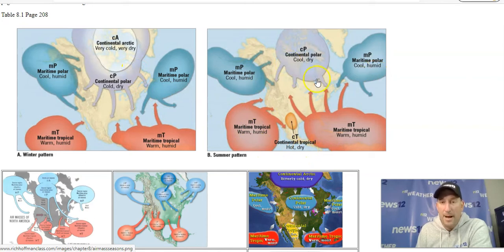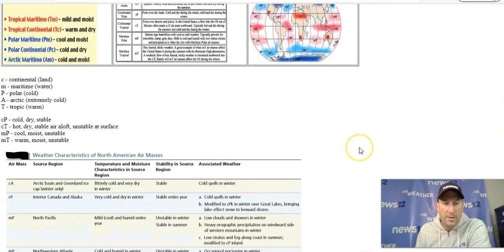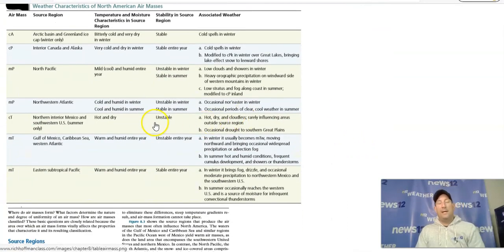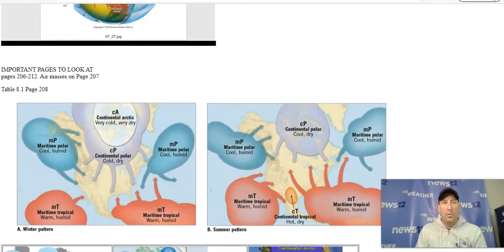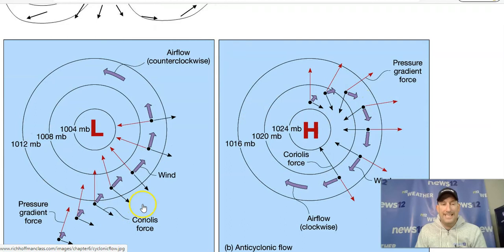And you can see where the maritime polars are: cold, cool, moist, humid. Maritime tropicals, Pacific Ocean, Atlantic Ocean. So understanding, here's that table 8.1 going over the source regions and the parameters. Make sure you're understanding the wind flow from chapter 6.